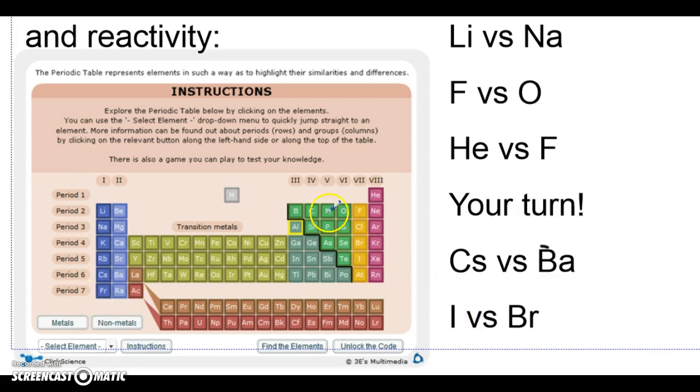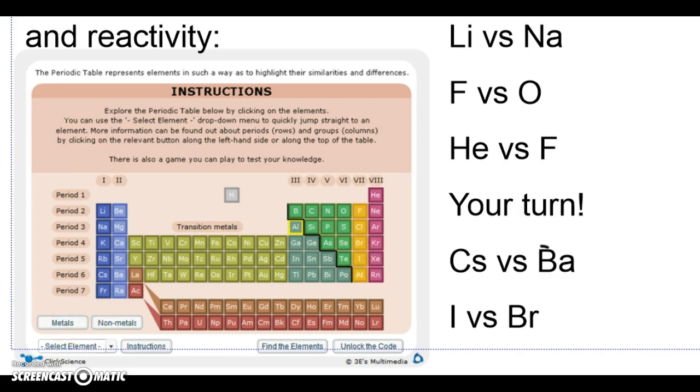For iodine versus bromine, right here, well, we know that size increases as you go down, iodine's bigger. Mass increases as you go down, iodine's heavier. And reactivity is going to increase as you go up, so bromine is more reactive.